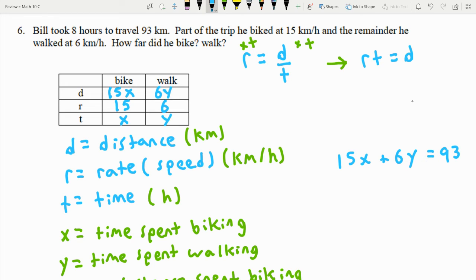Now the second equation that I can form would just be for the time, I suppose. So I can just say x plus y equals 8, because I know he traveled for 8 hours, but I just don't know how long in that 8 hours he biked for and how long he walked for. So these would be my two equations that I have to look at. So I can say this would be equation 1 and this would be equation 2.